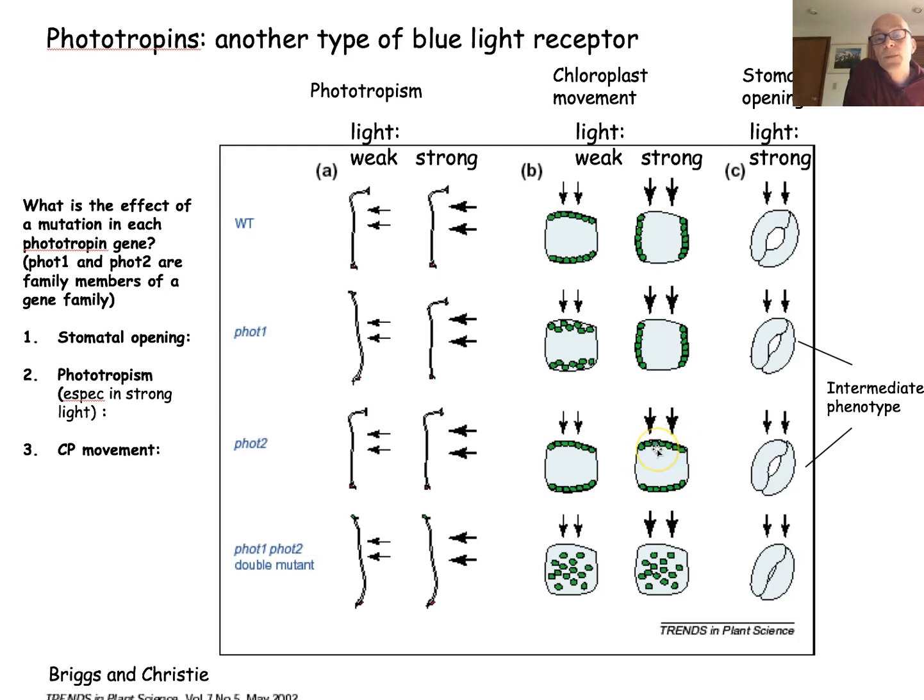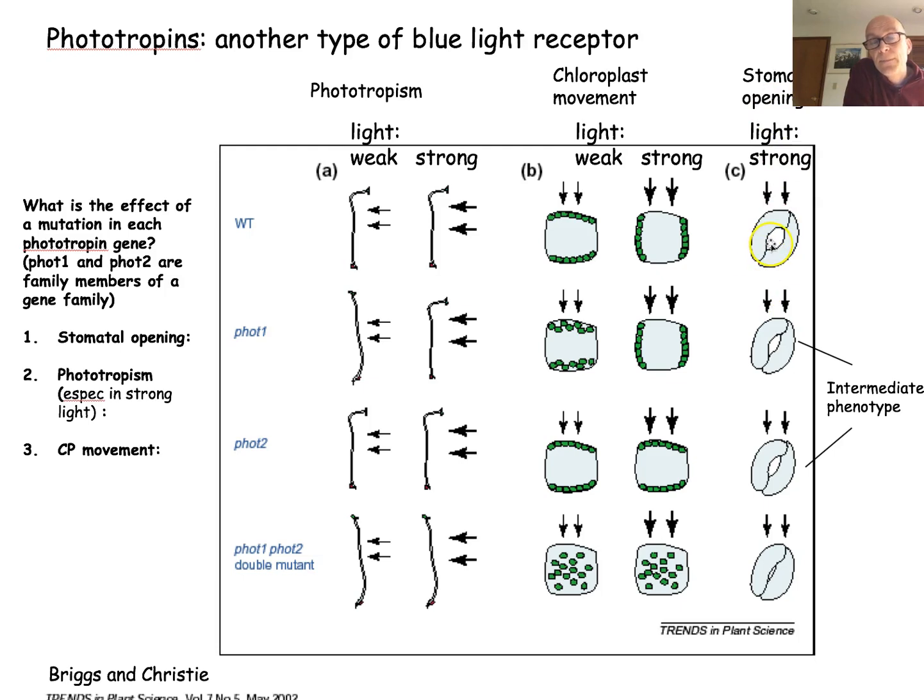So this response of moving the chloroplast out of the way is not working in the mutant of phototropin 2. But if you take both of them together, then the response looks very different. Then there's not even any arrangement anymore, either at the top or in this slightly differently arranged layer on the top. They're just completely randomly sorted in the cell.